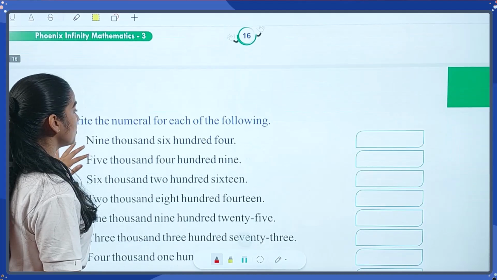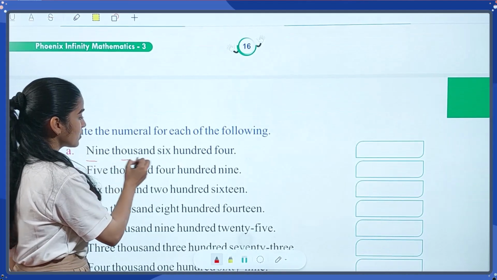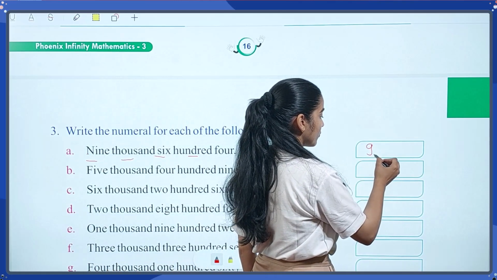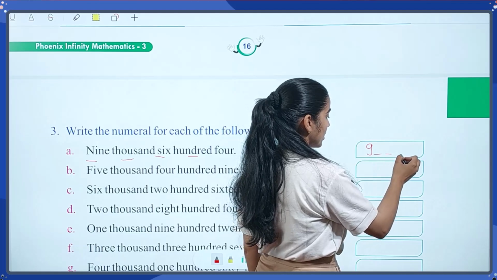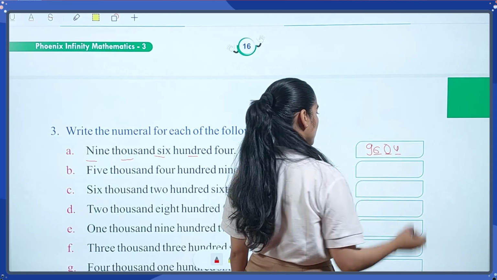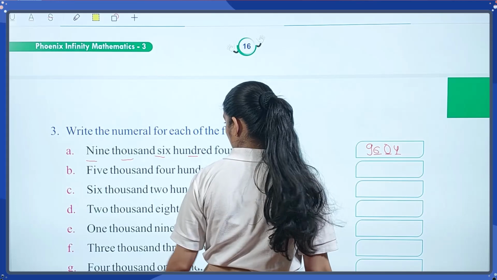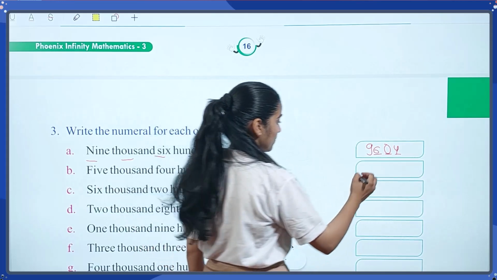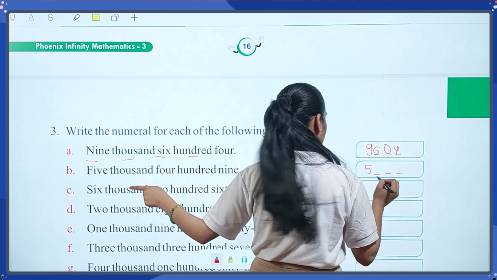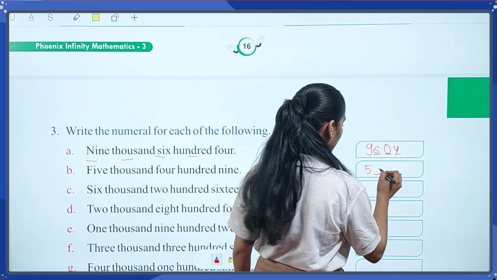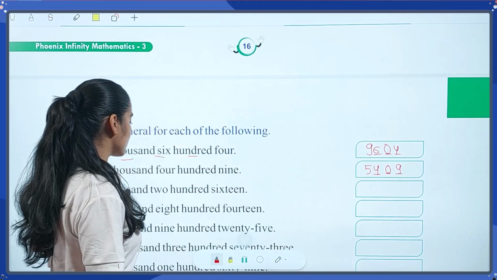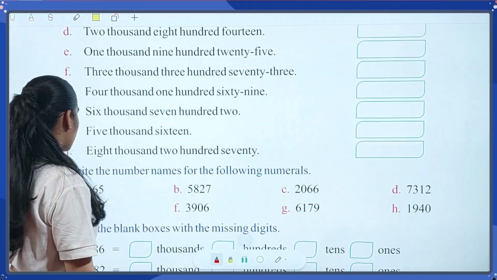Write the number name for each of the following. 9604. So 9000, then 600, and 4. In this way we can represent it. 5409. So 5000, we write 1, 2, 3, 4, 5. Now we have to represent 400. So 5409. You can do the rest of the parts in this section as I did.